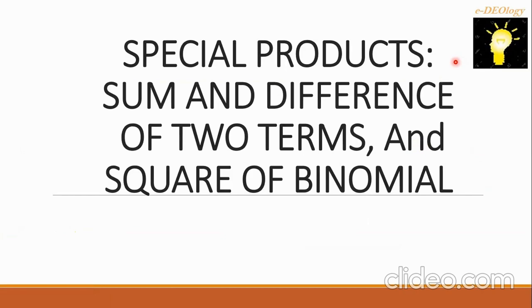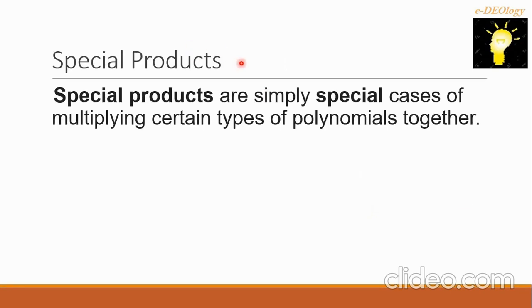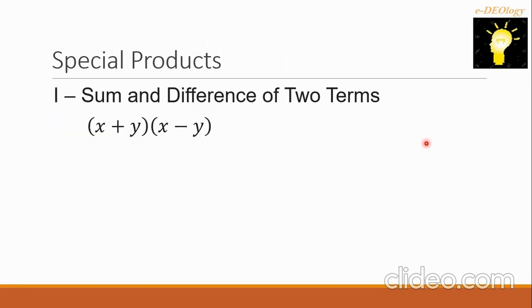Hi everyone, today we will study special products and we will discuss the sum and difference of two terms, and another form of special product is the square of binomial. First, let us define special products. Special products are simply special cases of multiplying certain types of polynomials together. Let's begin with our first special product, and that is the sum and difference of two terms.